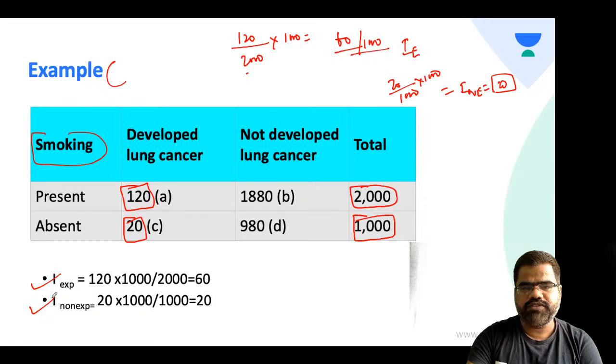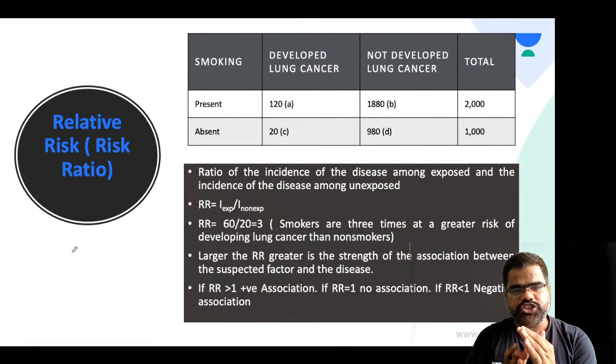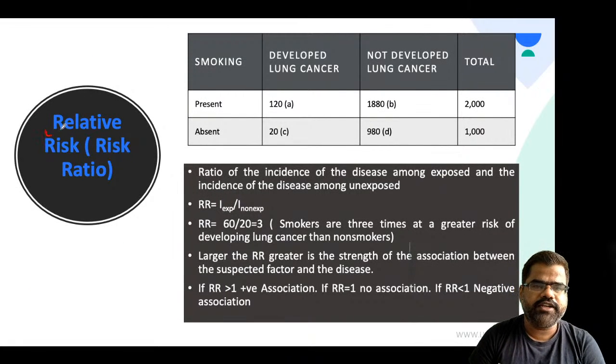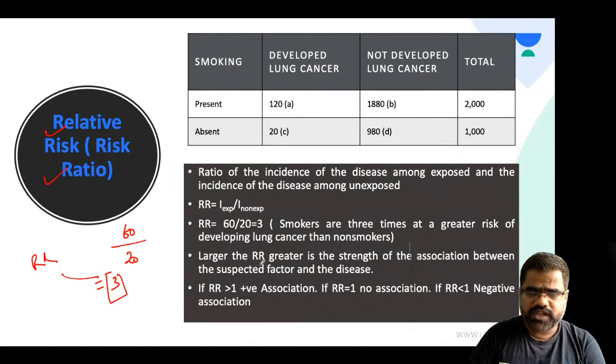Okay, now when you have this, you can take the ratio of both, which is called relative risk or risk ratio. So incidence in exposed was 60, non-exposed was 20. If you take the ratio, it becomes 3. So what is this 3? This is relative risk. So what does this mean? It means that smokers are 3 times at a greater risk of developing lung cancer than non-smokers. Simple, because the relative risk is 3, more than 1.